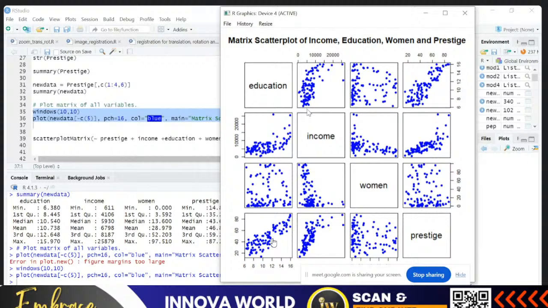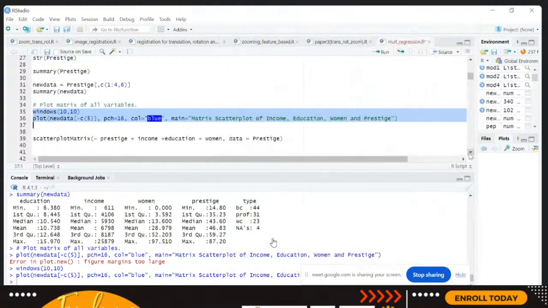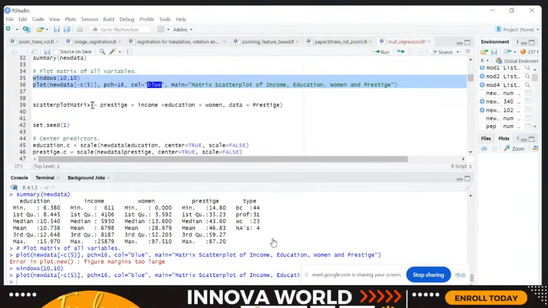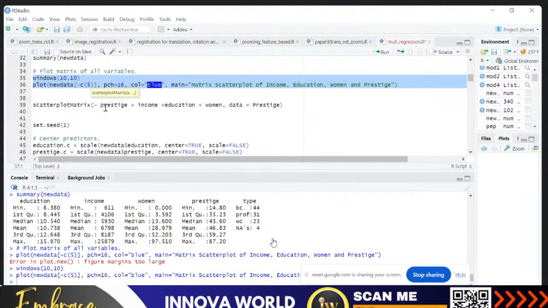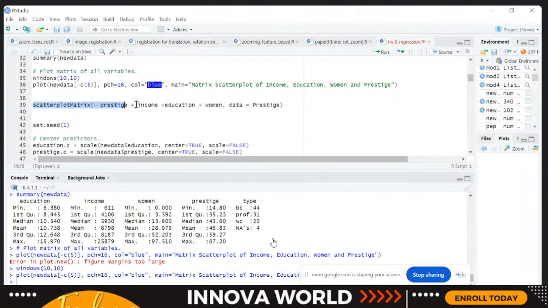So this is the kind of relationship we get, and we get an idea of the relationship between the variables from this kind of plot. This is a scatter plot matrix. A similar kind of code gives a scatter plot matrix. Same thing. We want to explain what we see in the data prestige. Let us run this code.